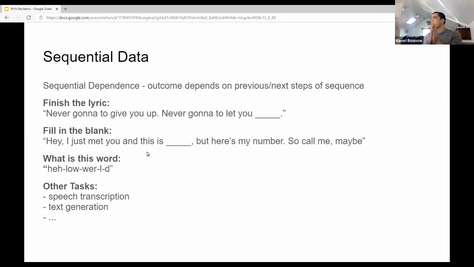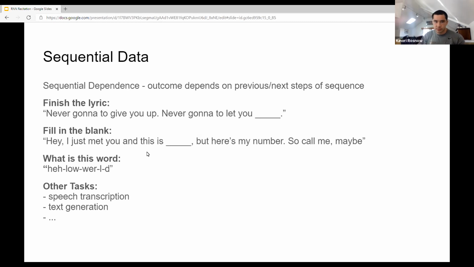Another thing that might have sequential dependence, but might not be generation or prediction of a next word, might just be taking this current sound and mapping it to a letter or the word now. Could be something like, what is this word? And we sound it out and it says hello world, right? That one's interesting because the current input maps to a current output, as opposed to the previous input mapping to the current output. Other things you've been doing include speech transcription, where you're mapping speech data to letters, words, sounds, phonemes. You can also do, as we discussed, text generation and other tasks.